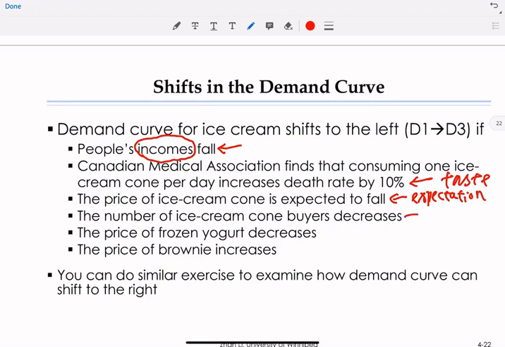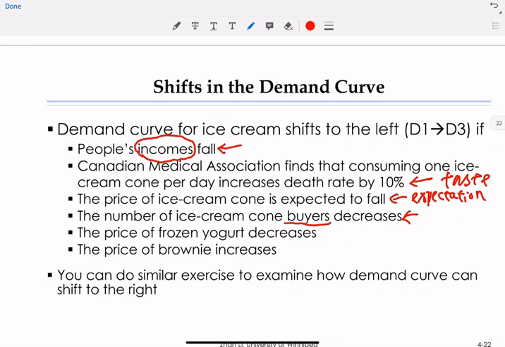And then let's look at the fourth factor. The number of ice cream cone buyers decreases. Well, this is about the number of buyers, right? Obviously, if you have fewer buyers in the market, then the market demand will decrease. So market demand will shift to the left.